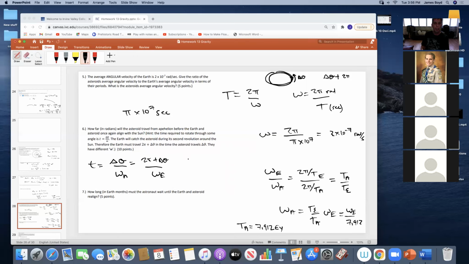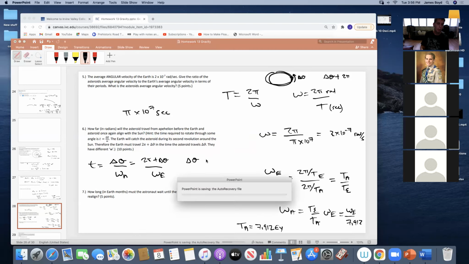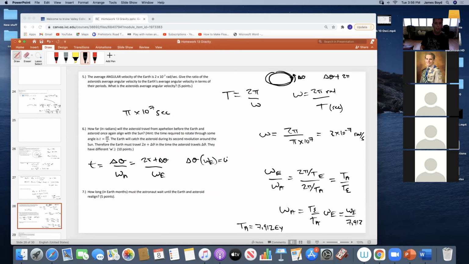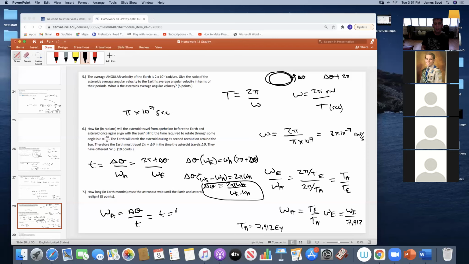From that, you can find delta theta. Omega of the Earth is equal to omega of the asteroid times 2 pi plus delta theta. Therefore, delta theta times omega of the Earth minus omega of the asteroid is 2 pi omega of the asteroid, or delta theta is 2 pi omega A over omega Earth minus omega A. You can find out how far that is. Once you do that, because omega of the asteroid is delta theta over t, t is delta theta over omega of the asteroid. It turns out it ends up being like 14 months if you do it right.